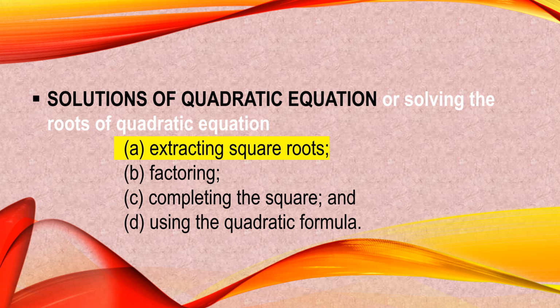We have A, extracting square roots. We will be getting the roots by extracting the square roots. Another one is factoring. Then the third one is by completing the square. We can get the roots of a quadratic equation by completing the square. And the last one is we will be getting the roots of a quadratic equation using the quadratic formula.